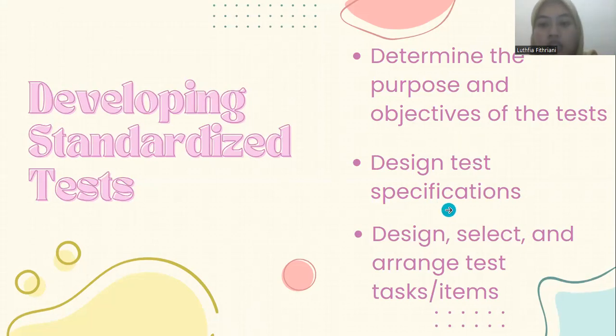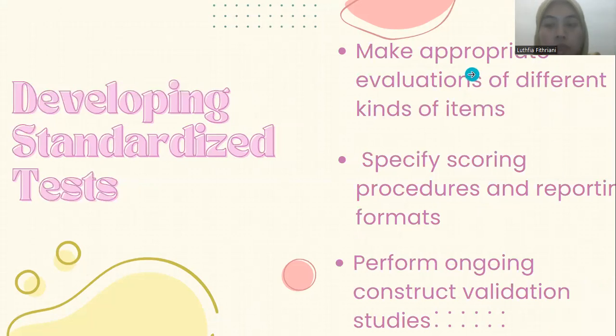The third is to design, select, and arrange the test tasks or items. After stipulating the test specification, the next step is determining the number and types of test items according to the blueprint. The fourth is to make appropriate evaluation of different kinds of items. Evaluation is important since it is related to practicality and reliability in the principle of test specification.